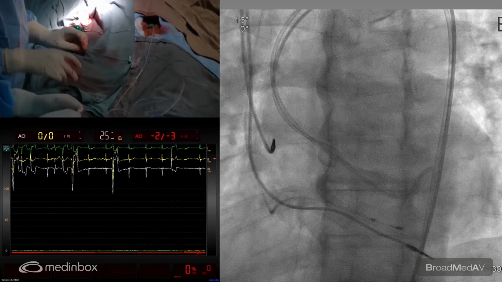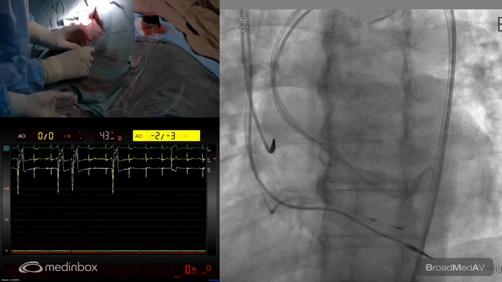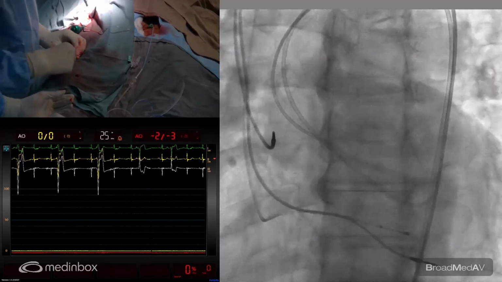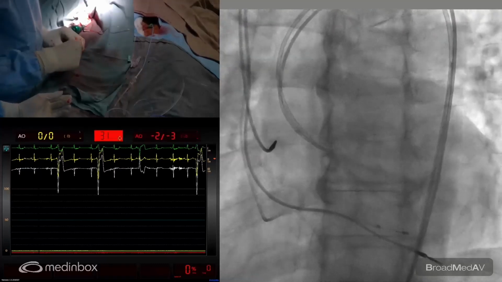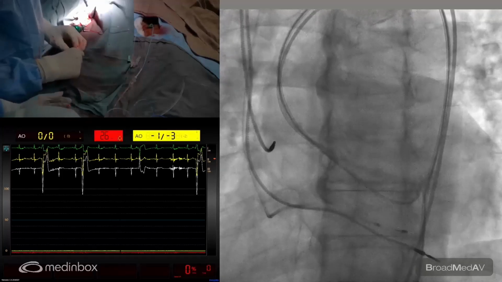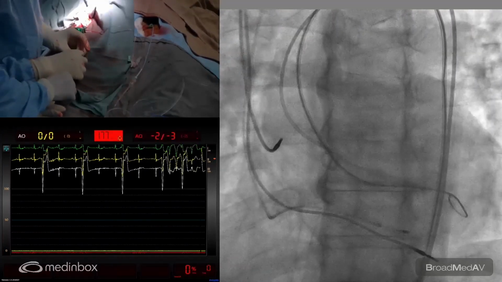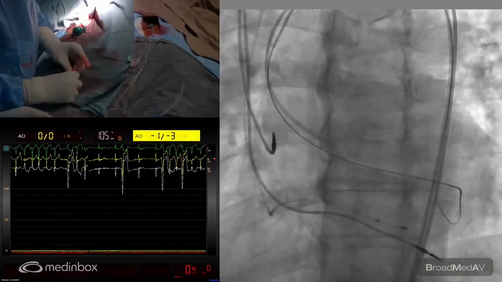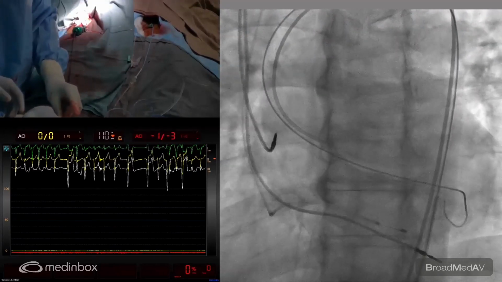Okay, so we've just crossed it with a little bit of difficulty. And this is a double length Teflon, please. So extra small Safari. This is to get a nice loop of the wire in, and then we'll put a pigtail. There's some ectopy, that doesn't matter.